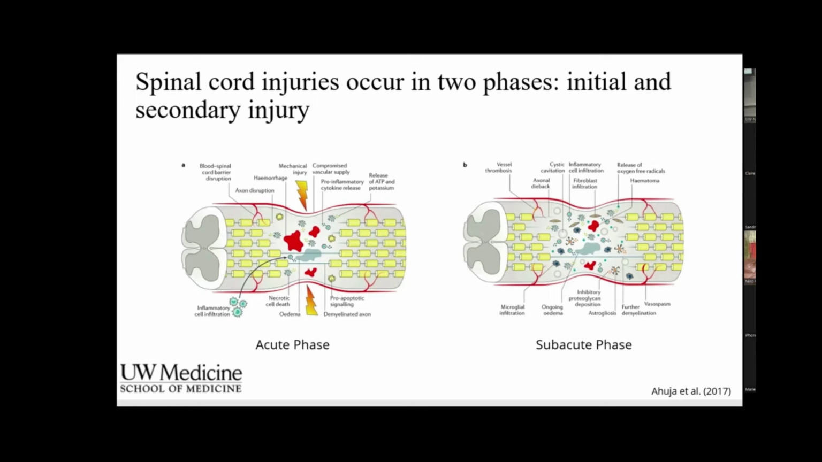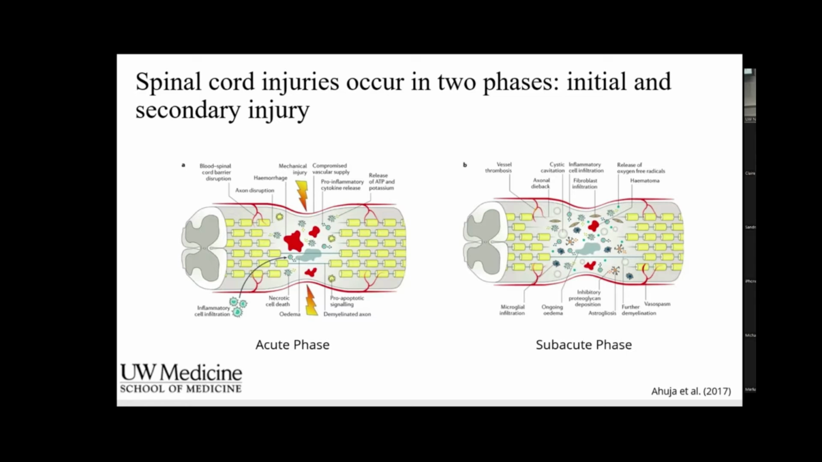there's microglia infiltration, even more inflammatory cell infiltration, and less blood flow. So that is a way for us to see that the secondary injury is the more preventable one, and it provides a temporal and spatial window for us to look at.